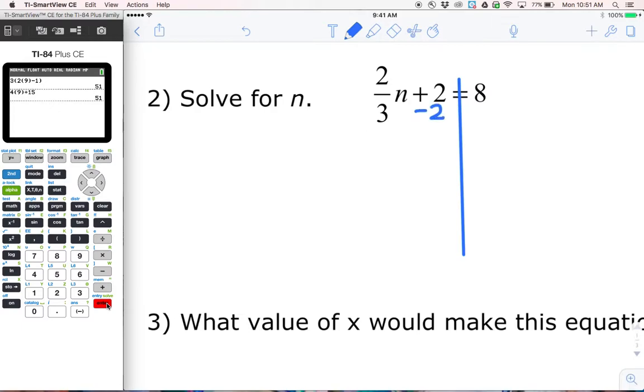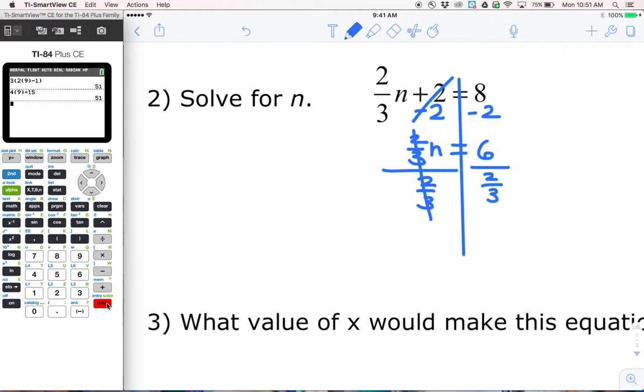Well, 2 minus 2 is 0. Cross it out. 8 minus 2, we are going to get 6 on the right side. And on the left side, we still have 2/3 x. Now, there are a variety of ways we can get rid of 2/3. I'm just going to stick with what I feel is the easiest way, and that's using my calculator. So 2/3 is a fraction, but it's just a number. So I'm going to divide by it, so then I can cross out the 2/3 with the 2/3. On the right side, I have to do that as well.